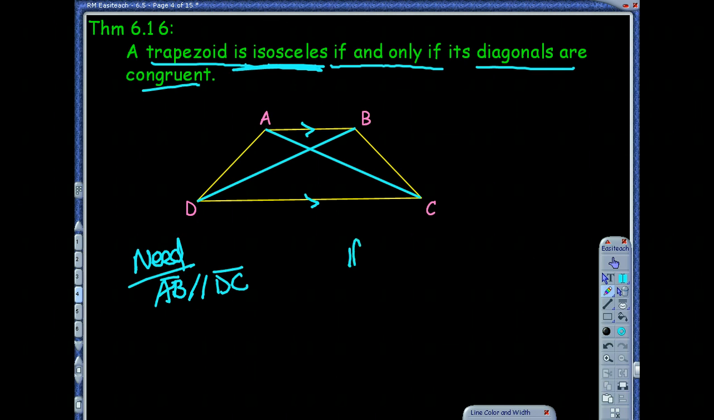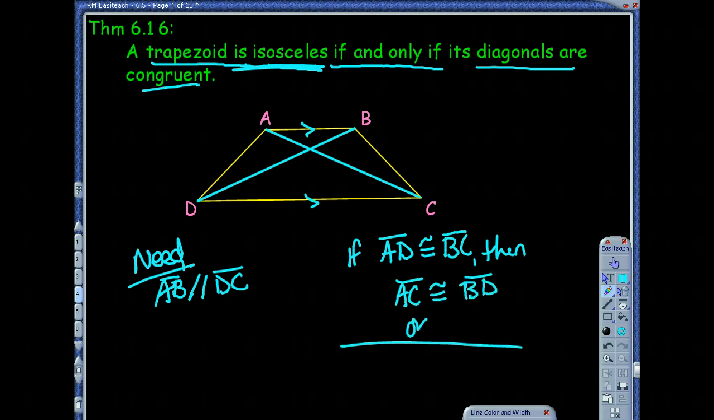Then you can say, if we know that AD is congruent to BC, then what do we know? Then you could say segment AC is congruent to segment BD, which are the two diagonals. Or, to work it backwards, if I knew that the diagonals were congruent, so if segment AC is congruent to BD, then you can say segment AD is congruent to BC.